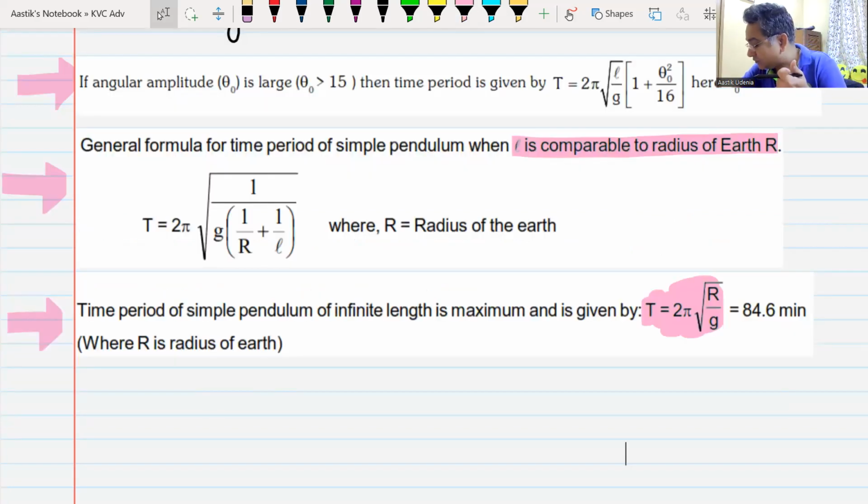This is the next one. If the pendulum becomes infinite in length, then the time period is given by 2 pi root over R by g, where R is the radius of earth. Remember this. All these things are worth remembering. There could be a question coming from this, then we should be able to do them. R is the radius of earth.